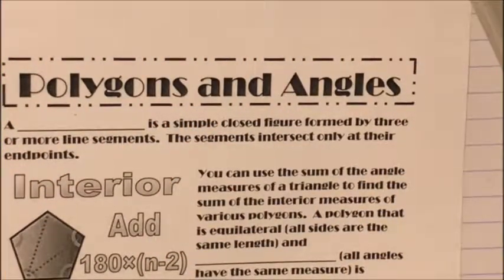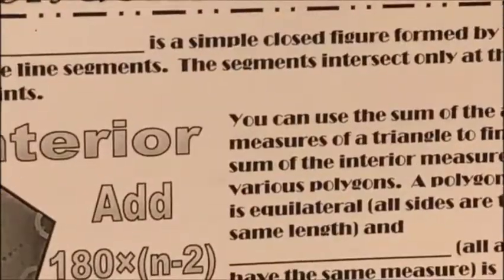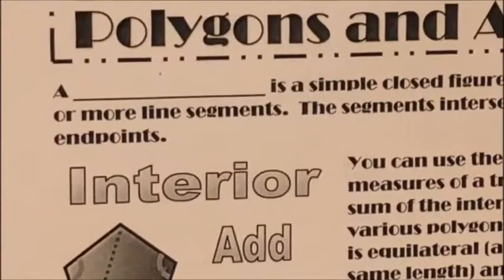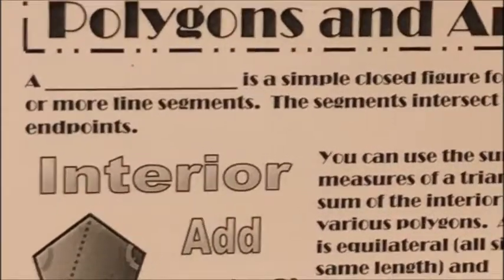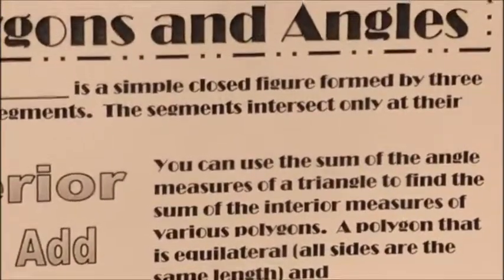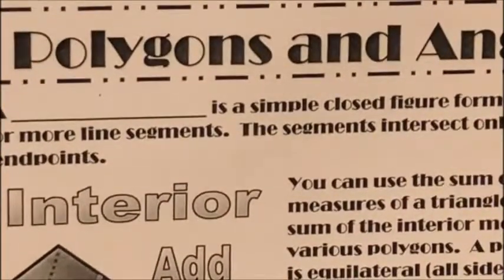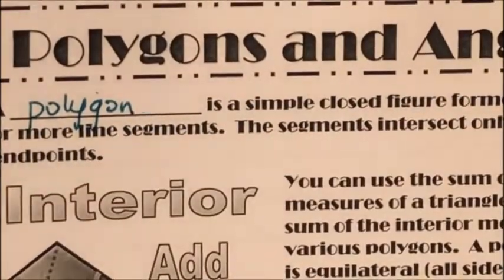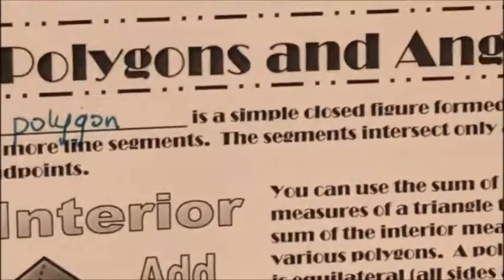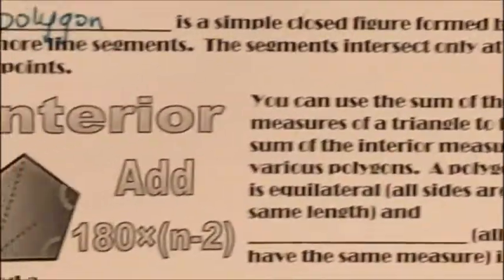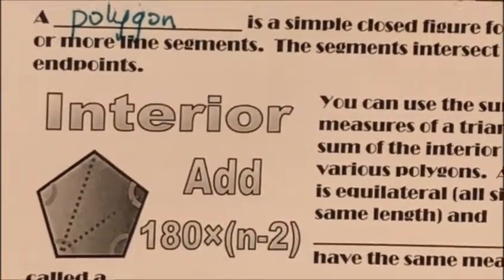This is Chapter 5, Lesson 4, Polygons and Angles. A blank is a simple closed figure formed by 3 or more line segments. In that blank, you're going to write polygon. So a polygon is a simple closed figure formed by 3 or more line segments. The segments intersect only at their endpoints or vertices.